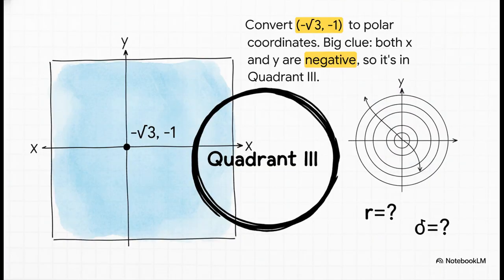Okay, now let's go the other way. We're given the rectangular point (-√3, -1). Now notice right away, both x and y are negative. That's a huge clue.